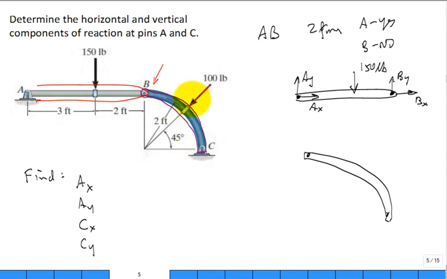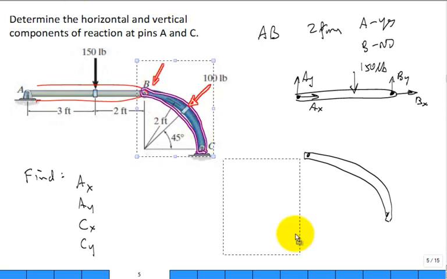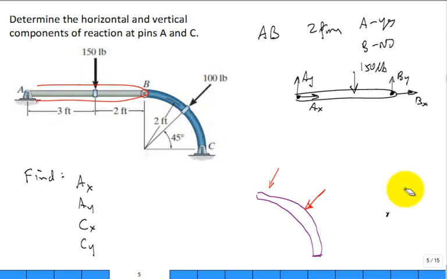Then I'll put my load on. And then what I can do, if I'm really good at this, is copy and move that over, and it's really drawn close to scale. What we have is this connection, that connection. Now, this down here is pin C, so we could draw that as CX and CY. But would it be correct if I drew this as BX and this as BY?